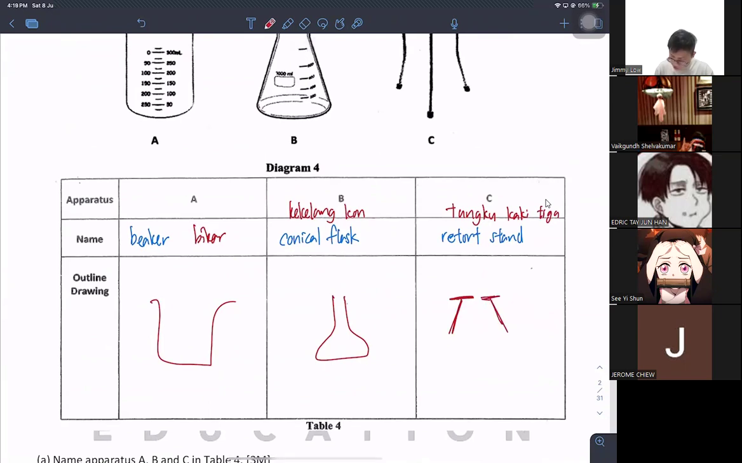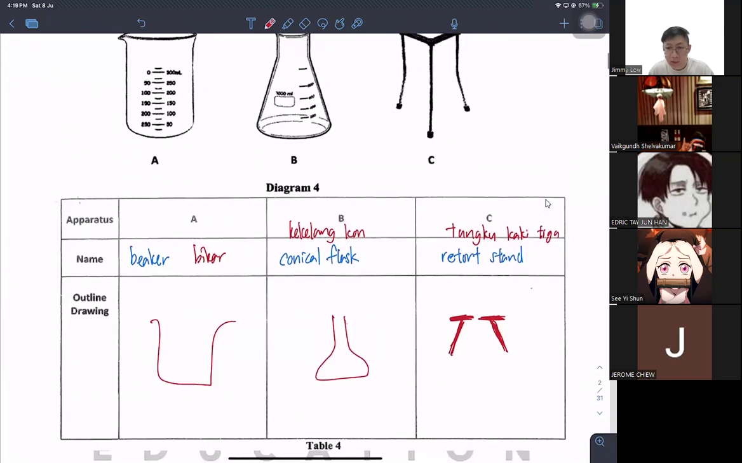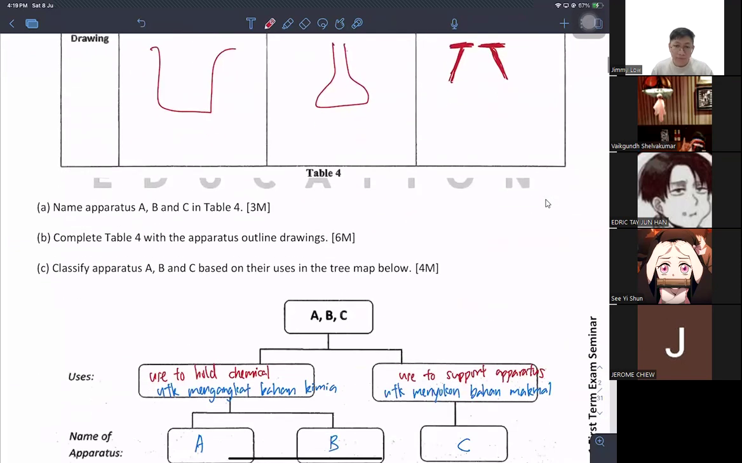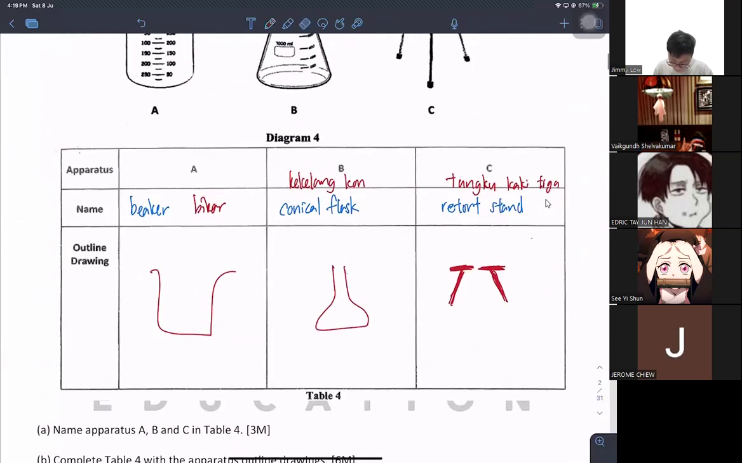Of course, you have to sketch it thicker. Okay, so I'm trying to summarize. Just like this. This is what is so-called the retort stand. How it looks like. Okay, so the next part here will be, sorry, this is not a retort stand. I wrote the wrong thing here. It is actually a tripod stand because it's got 3 legs. Okay, it is a tripod stand.